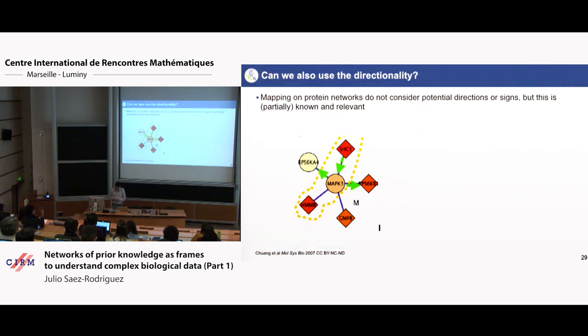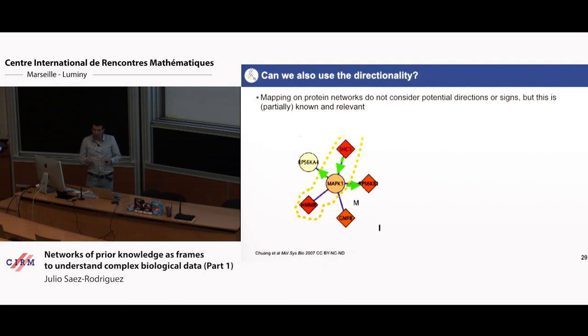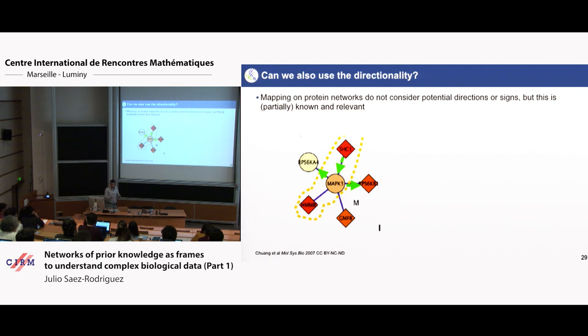is that this method, they only use the network, so whether nodes interact, but we often know it's particularly related to signaling, there is some direction, right? So we know that maybe this protein affects this one, but not this one. This one is the other way around. Chic is the one that affects MAPK3. So then the next step is, okay, can we use that knowledge somehow to maybe get models out of the data, not of the network?